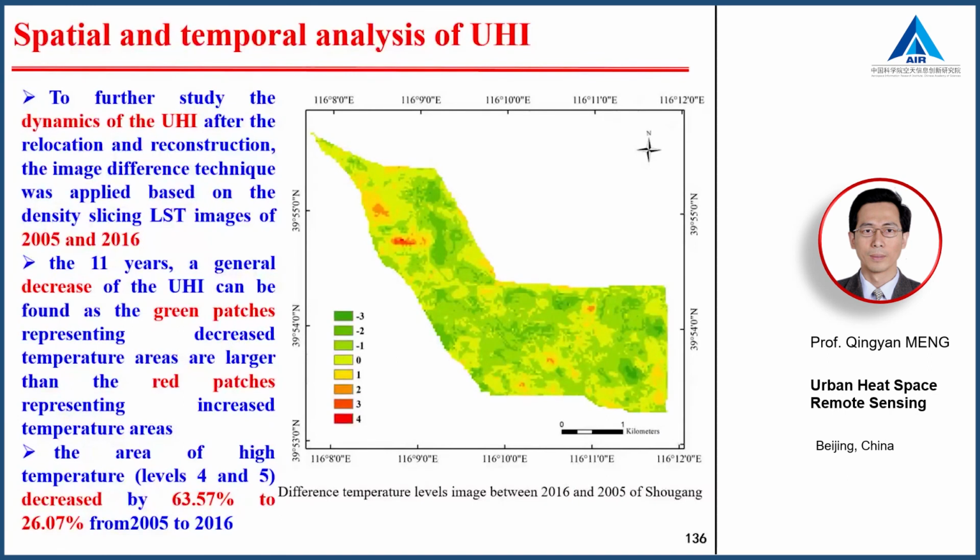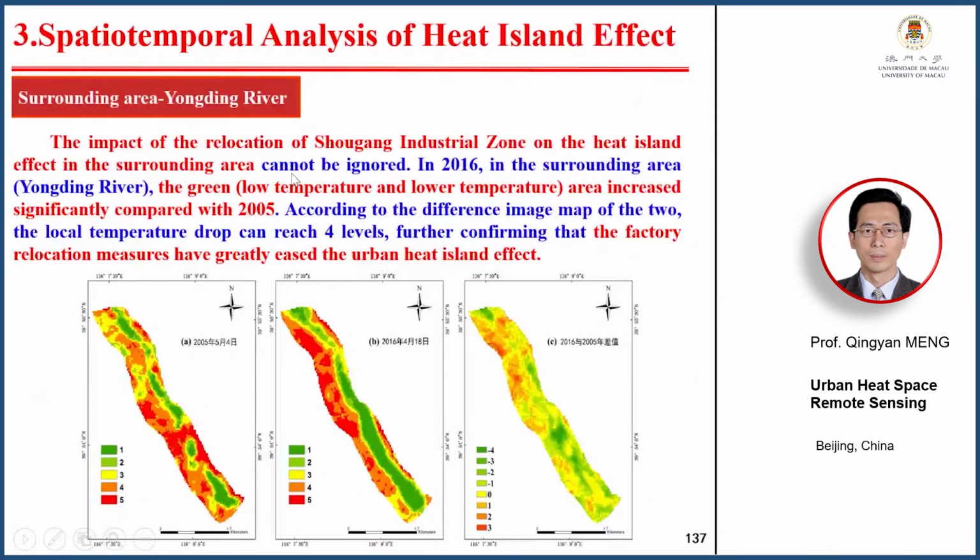And the area of high temperature level 4 and level 5 decreased from 63% to 26%. The impact of the relocation of the Shougang zone on the heat island in the surrounding area cannot be ignored. In this year, the surrounding area, the Yongding River, the green low-level temperature areas increased significantly. So the ecological benefit is very great.